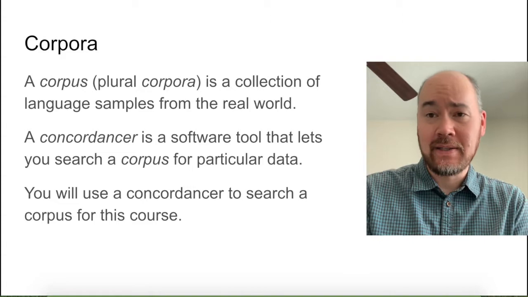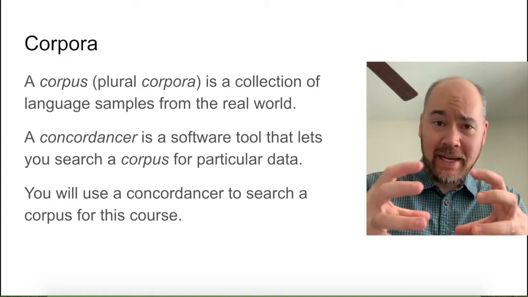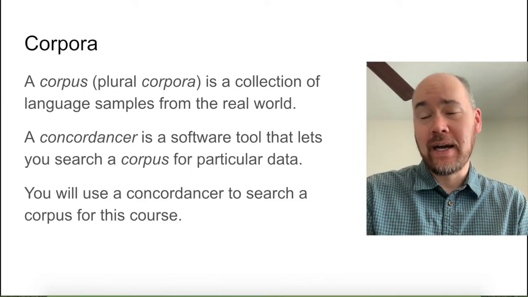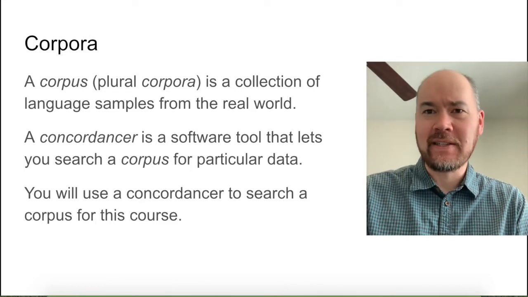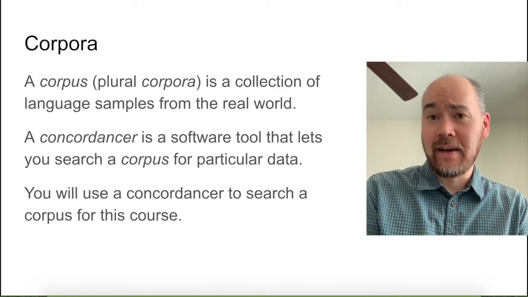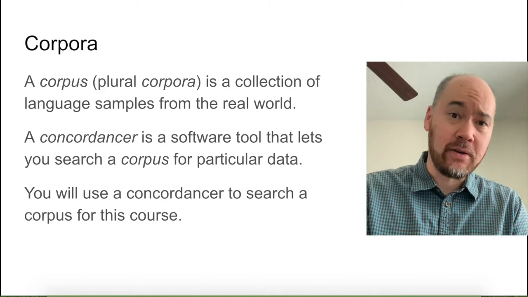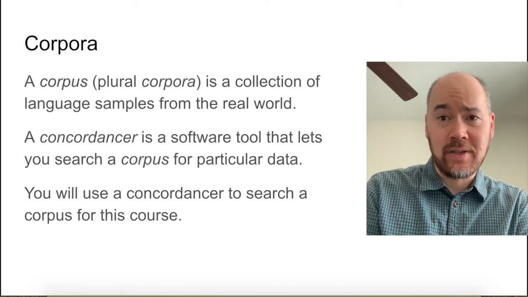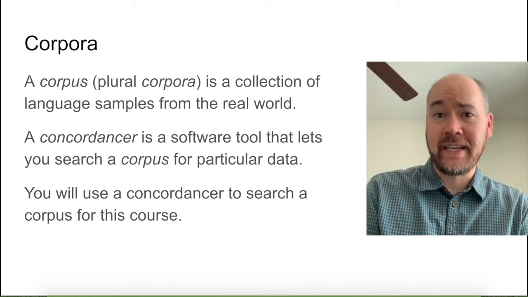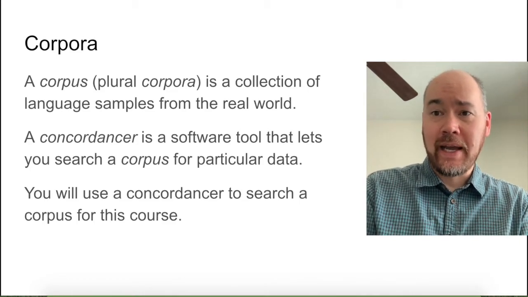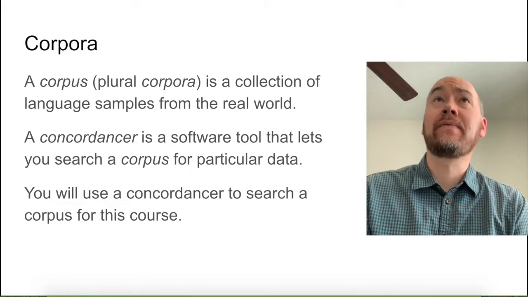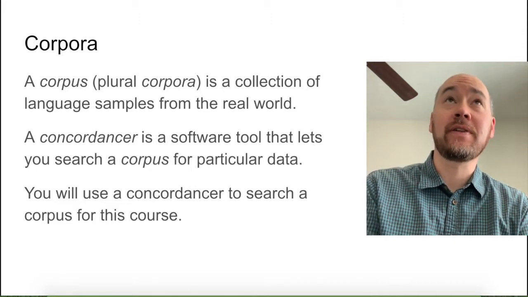And that's a corpus. So the corpus is the body of data, and then we use a software tool to search the corpus. Sort of like Google searches the internet for finding particular things that you're looking for, a concordancer searches the corpus for particular words or phrases that you're looking for, or particular patterns in the language. And this can help you search for a wide variety of things.